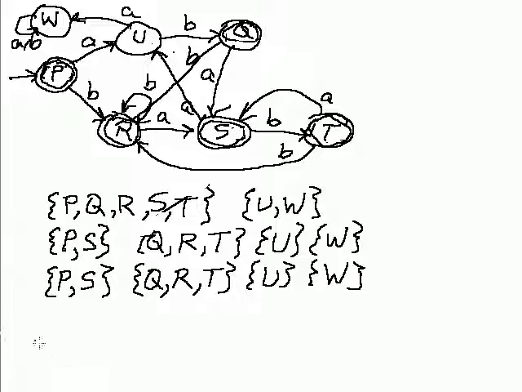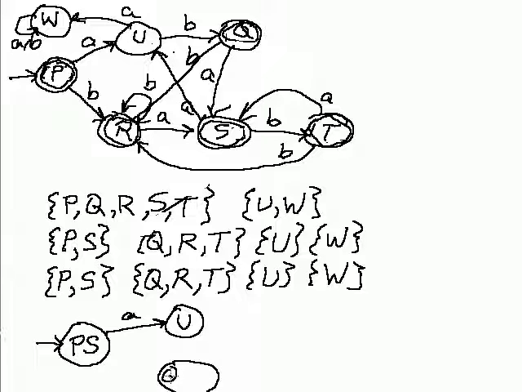Now we draw the new picture. Here's our new picture. The start state used to be P, now P is with S, so my start state is going to be called PS. From the original picture, on the letter A, P went to U, so PS is going to go to wherever U is, U's by itself. So on A, PS goes to U. And P on B went to R. R is now with Q and T. So here's a state called QRT, and B goes there.